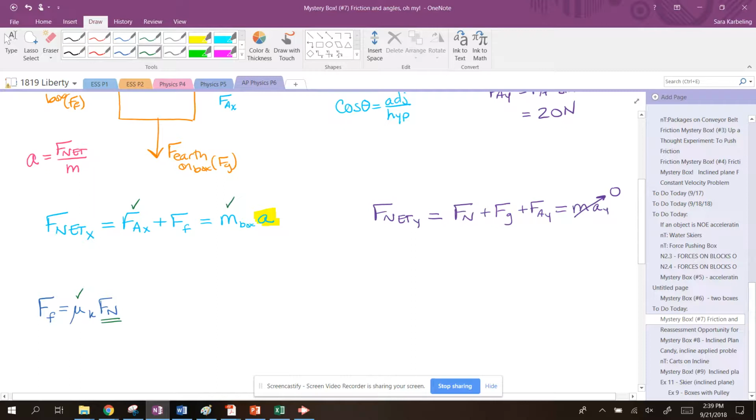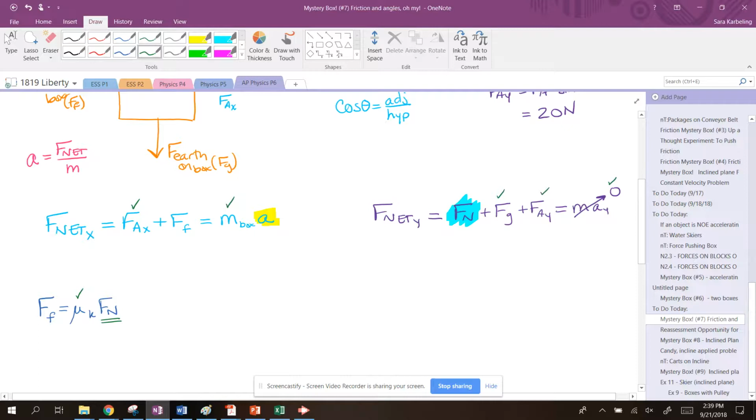We need to know this. We need to know Fn. In order to find Fn, what do we need? Do we have Fg? Yes. I think so, or something close to it. Do we have Fay? And we know what 0 is.